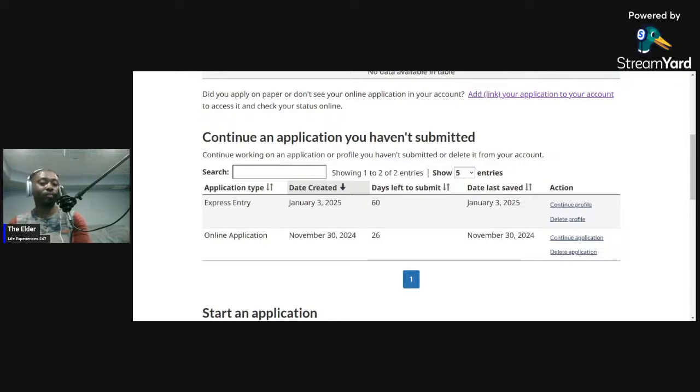Once everything is done, the only thing you will be waiting for is their draw, and when they have their draw and you do qualify for it, you will receive an invitation. After receiving your invitation, you just have to provide your documents to prove all the information you gave them.